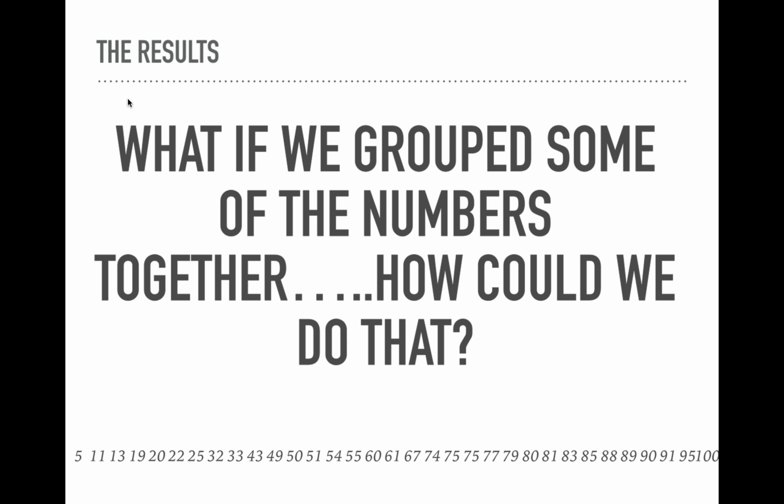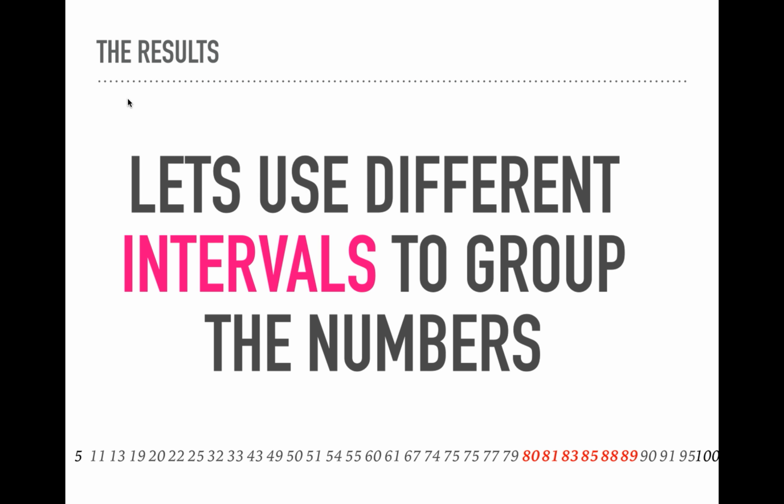But what if we group some of the numbers together? How could we do that grouping? We could use different intervals or different pots, I used to like to say. Different pots we could use where the different numbers could fall in there. For example, if we use the interval of all the 80s, we could do a different graph where we organize the numbers based on a range of numbers.